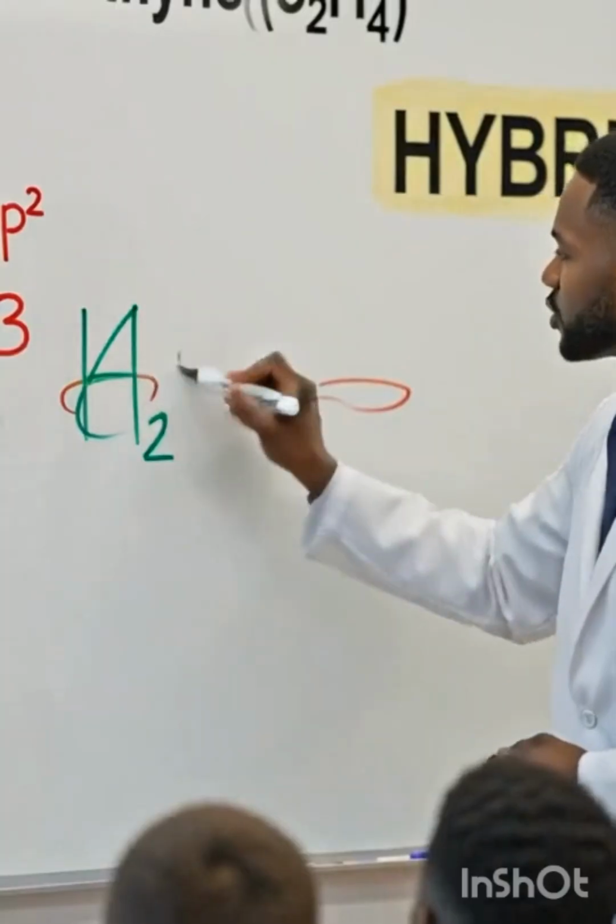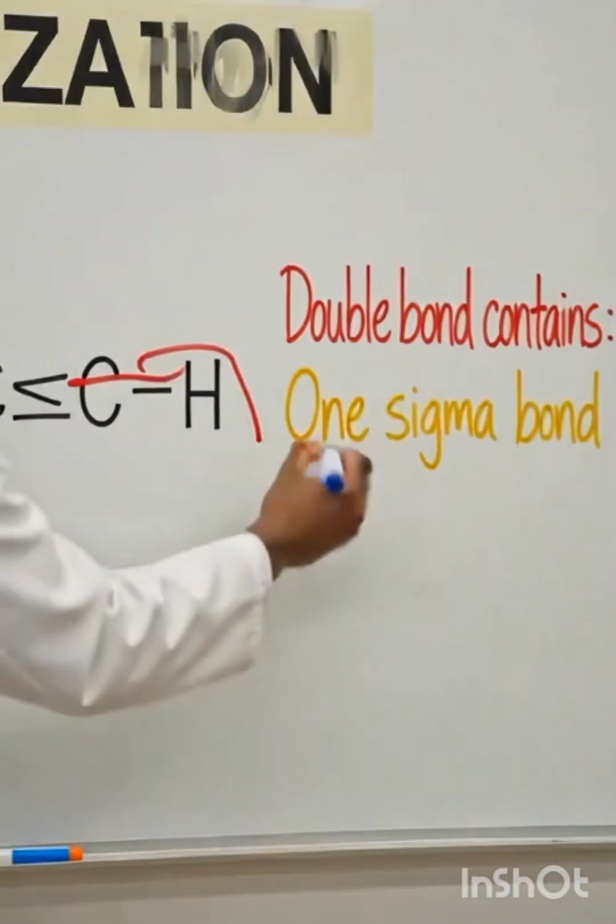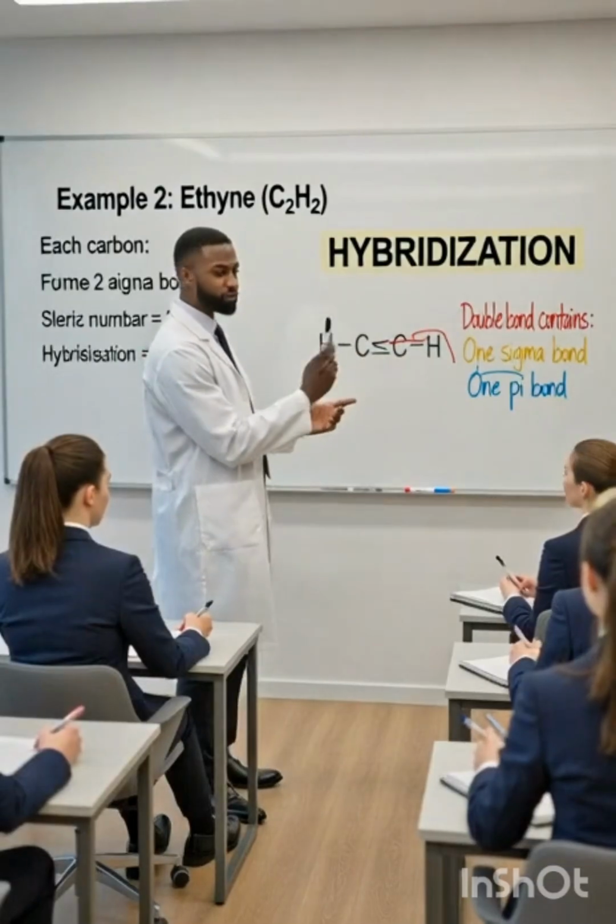Let's draw the structure H2C=CH2. The double bond in ethene contains one sigma bond and one pi bond. The sigma bond is formed by head-on overlap, and the pi bond by side-on overlap.